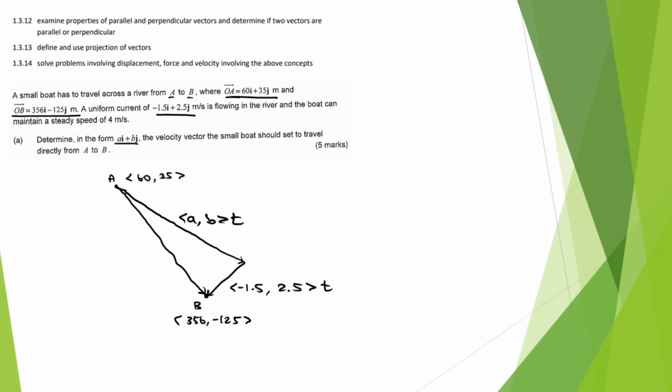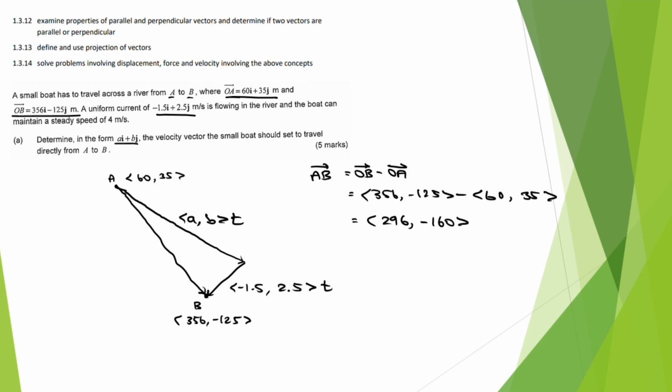Now, if I consider my vector AB, that's going to be equal to OB minus OA. OB in this case is 356, negative 125, and OA is 60, 35. So that would be equal to 296, negative 160. Okay? So that's my vector here. From A to B, that's 296, negative 160.